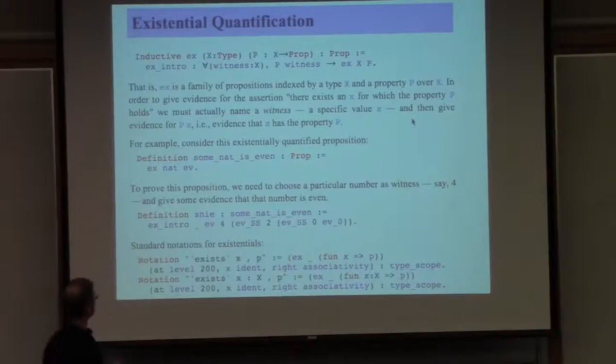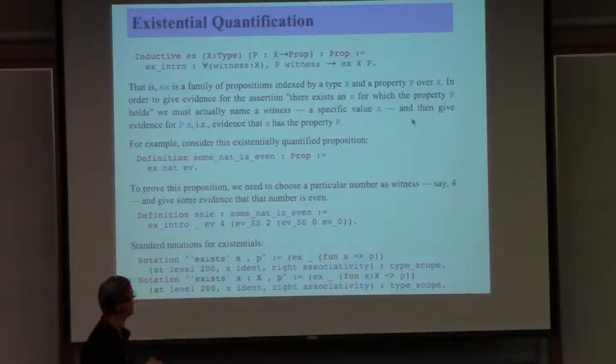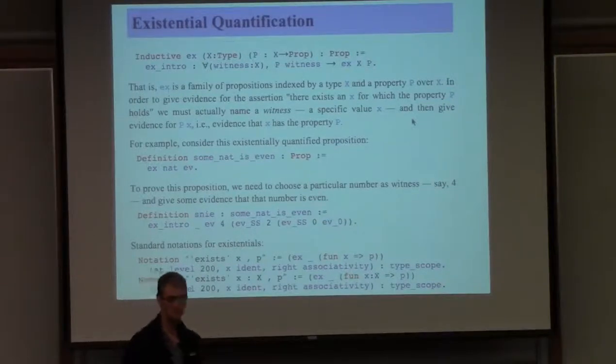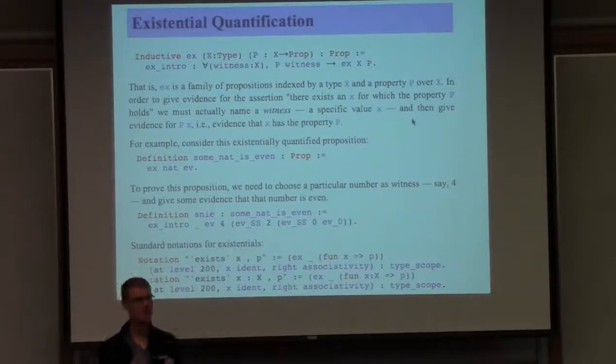Okay, so looking at the first line, X is the type of the witness. So this is for some number. So X there is number. And then P is the proposition about numbers in which X may occur. So that's the parameterization over X.